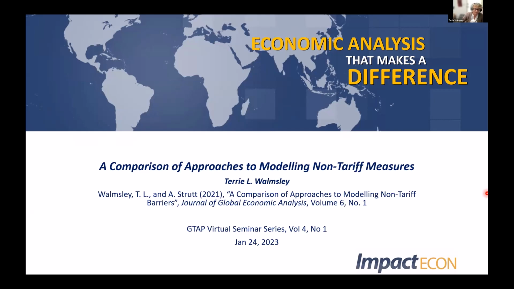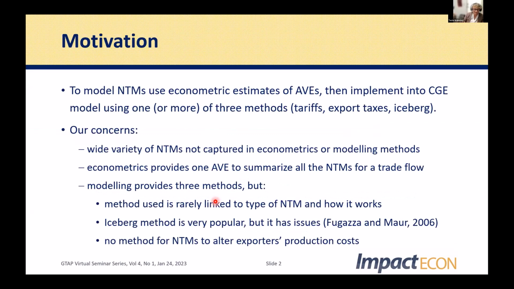To model NTMs, you basically take the econometric estimates of AVEs and implement them using one of three traditional methods: the tariffs, export taxes, and iceberg. When we wrote this paper, we had a few concerns about how this was being done. The main one was that there is a wide variety of NTMs which aren't really captured in the econometrics or in the modeling methods.